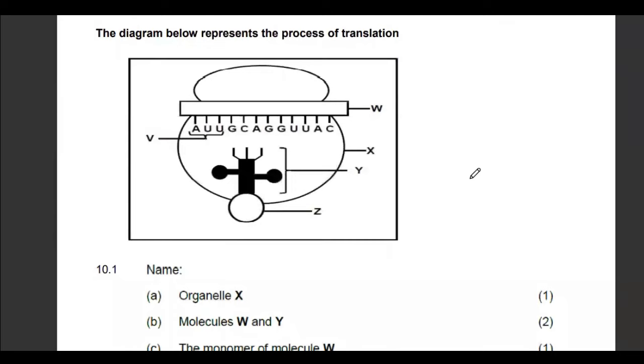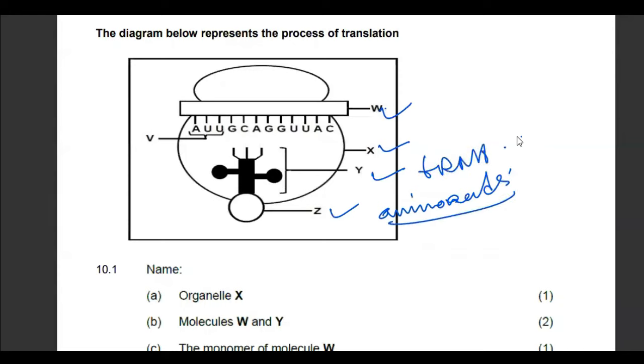And then when you come here, this is translation, because it is occurring on the ribosome. So what is A? A is messenger RNA. What is B? B is a ribosome. And then what is C? C is a transfer RNA. What is Z? Z is the amino acid. So these are the monomers of the protein, amino acids. And then this is the transfer RNA. You have seen it. And then this is the ribosome, and then this is the messenger RNA.